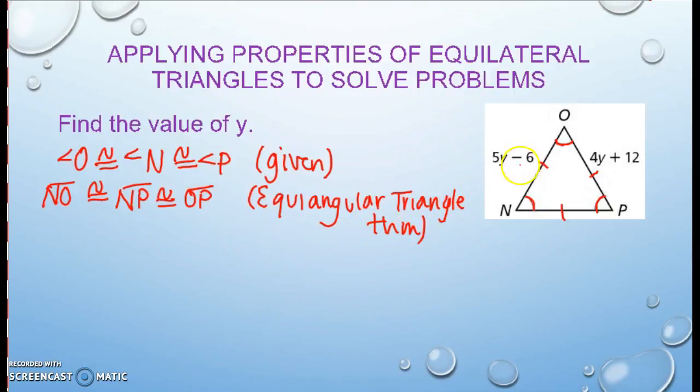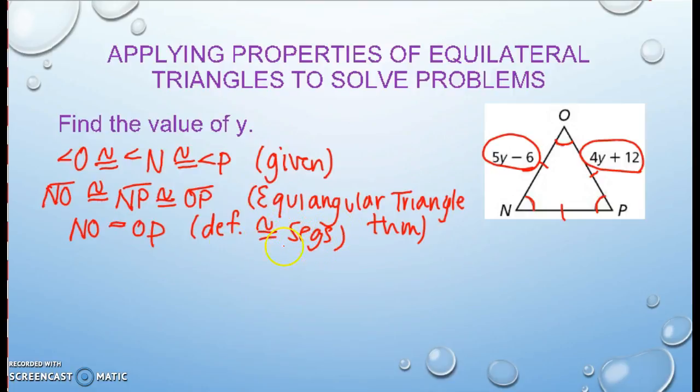And so because of that, we have expressions for NO and OP. If they are congruent segments, then we know their lengths are equal. So I can say that NO must equal OP by the definition of congruent segments. Now I can substitute in their expressions and solve for y. So 5y minus 6 must equal 4y plus 12. And that is just using substitution.